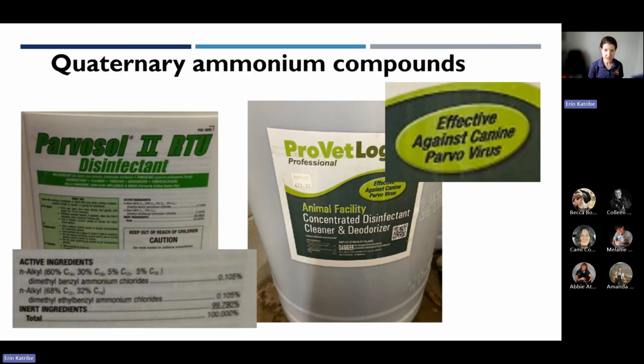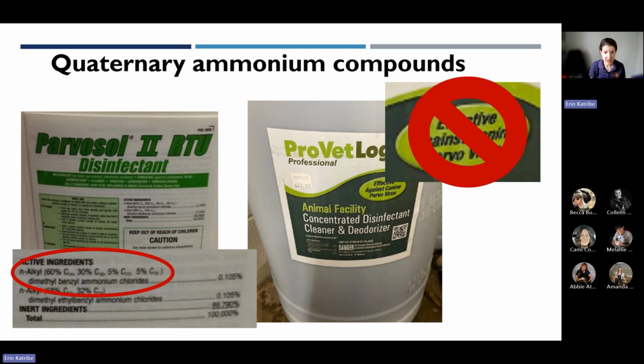And so it's important to recognize, even though these compounds come with names like Parvusol, or they might say on the barrel that they're effective against canine parvo, they are not reliably effective against these pathogens. How do you know it's a quat? Because it's a quaternary ammonium compound, and you can see the name of the active ingredient, you can see ammonium in that name. And so just again, these are not reliably effective in shelter settings.